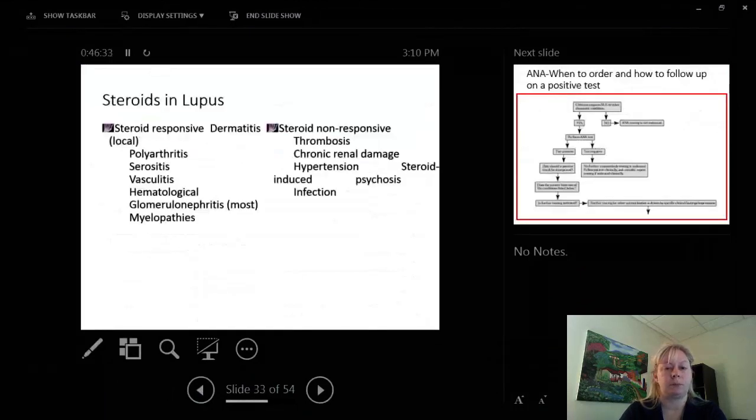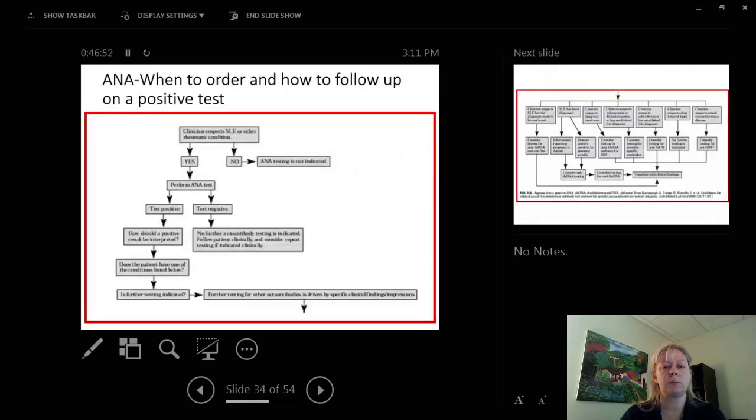So these are all things that they will use. They will use some steroids in lupus if necessary, but you really wouldn't need steroids for renal damage, hypertension, or psychosis. That's really not going to do any good. That's not going to respond to steroids.